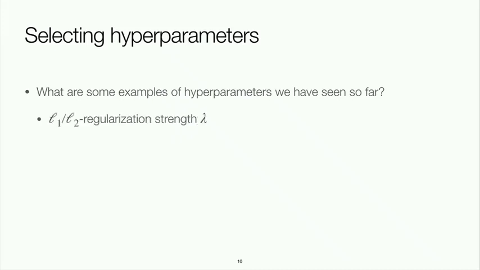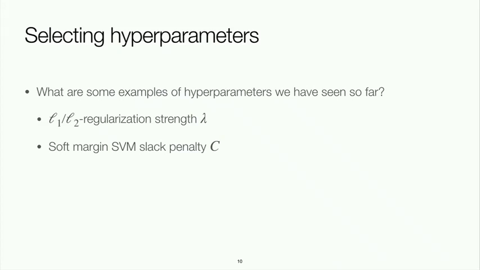Yeah, great. That's actually the first one I listed too. So we have L1/L2 regularization strength lambda, for example, like in ridge regression or lasso, right? That's a good example. What else have we seen? Fantastic. That's the second one. So the soft margin SVM slack penalty C is also a hyperparameter, right? Something that we pick ourselves.